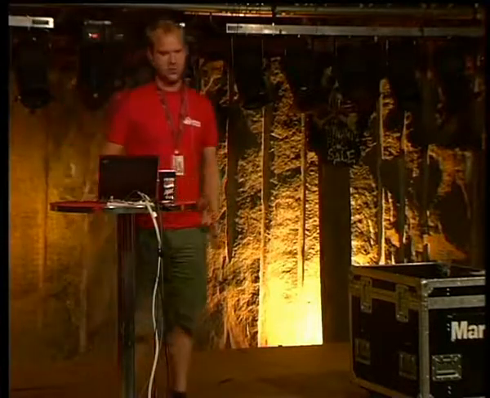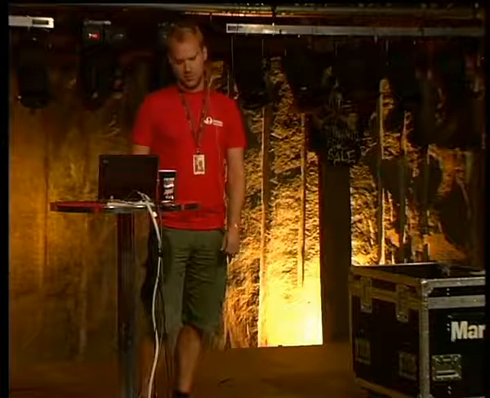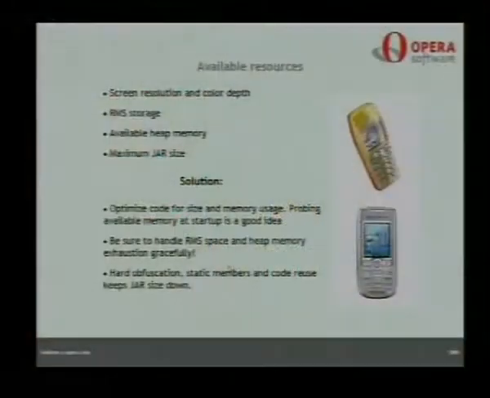Another huge difference between the handsets is the available resources. You have different screen resolutions, you have different color depth on the screen, RMS storage. I don't know if you're familiar with that, but that's Java Micro Edition's idea of persistent storage. I think RMS stands for Record Management Store, which is, well, you can put bytes in the RMS, and next time you load up the application, you can take the same bytes out of the RMS. If you're lucky, if the handset manufacturer has implemented it properly.